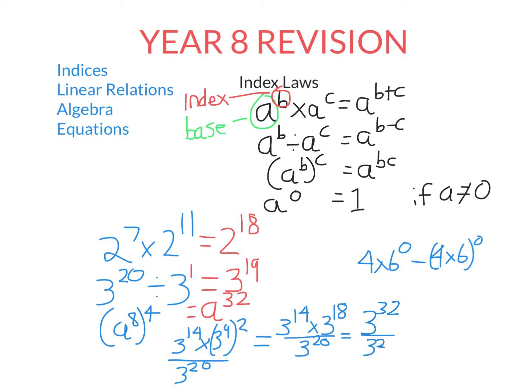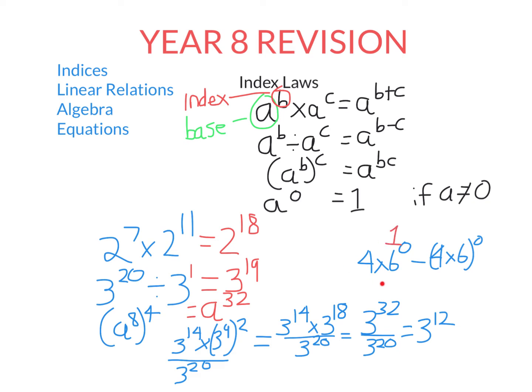Now note, fraction line means divide. Here we're actually dividing bases, so our final answer, we're going to keep the same base and subtract the powers, and we're done. So now we're going to calculate this without a calculator. So note 6 to the power of 0 is 1 by the fourth index law.